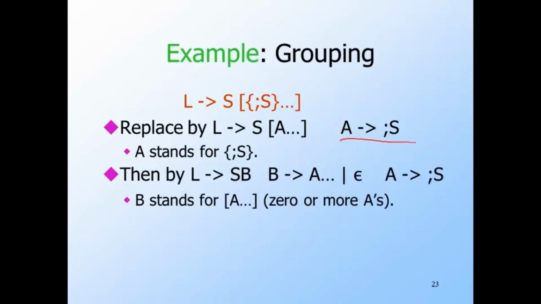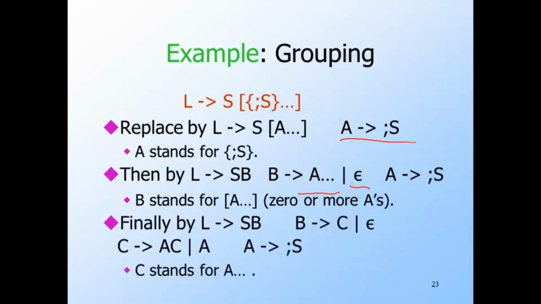And next, we'll introduce a new variable B, which stands for the optional A dot dot dot. B has two productions. It is replaced either by the A dot dot dot, that would be this choice, or it is replaced by the empty string. Finally, we replace the A dot dot dot in the B productions by the new variable C. The productions for C, which are here, allow C to be replaced by any sequence of one or more A's.